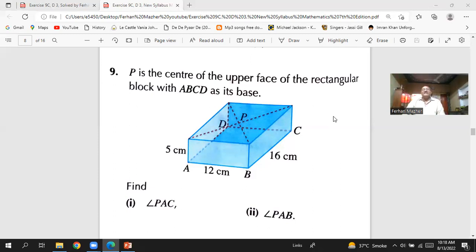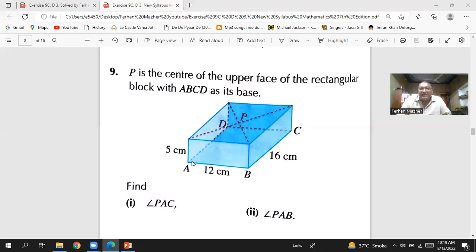So the height is 5 centimeter and the AB side is 12 centimeter. The BC side is 16 centimeter. They want us to find out the PAC angle. So that will be a triangle if you join the P with the A and P with the C. And for that purpose, first of all, I will join the A with the C. So it will be a ABC triangle. That will be a right angle triangle. And I know the AB side, that's 12, BC side, that's 16.